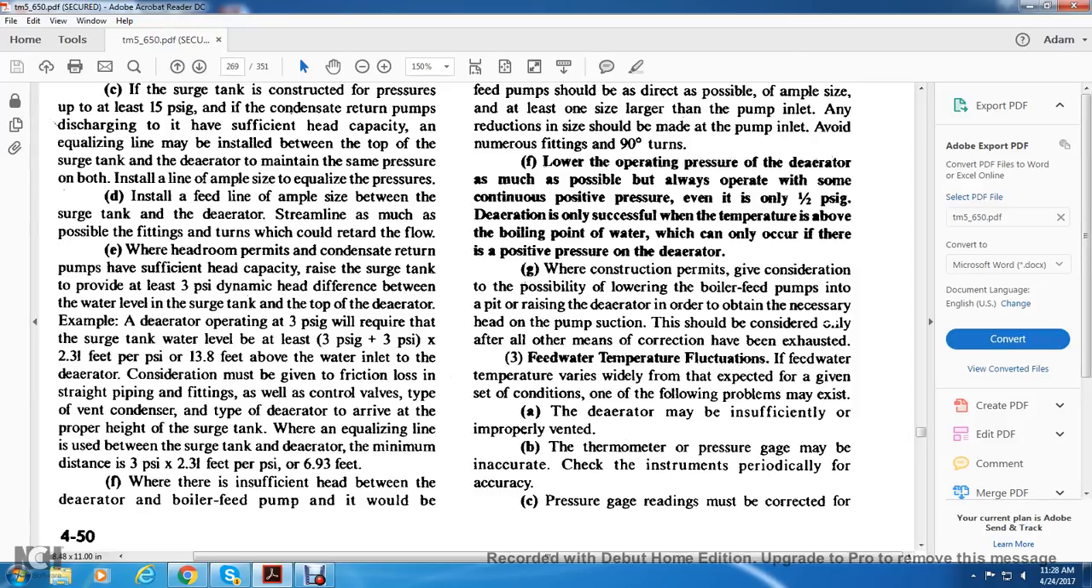If construction permits, give consideration to lowering the boiler feed pump pit, and the raising of the deaerator in order to obtain the necessary head at the pump suction. This should be considered only after all the means of correction have been exhausted.